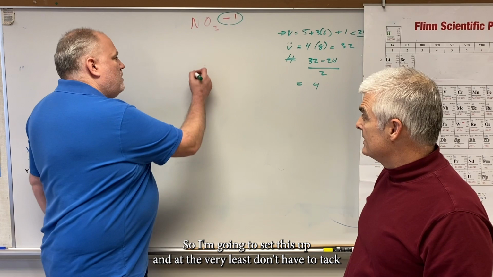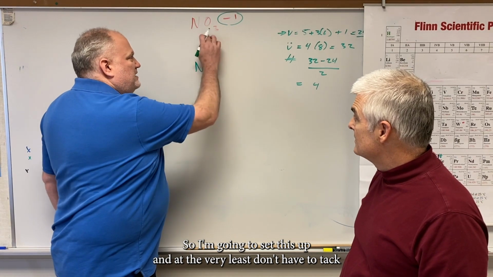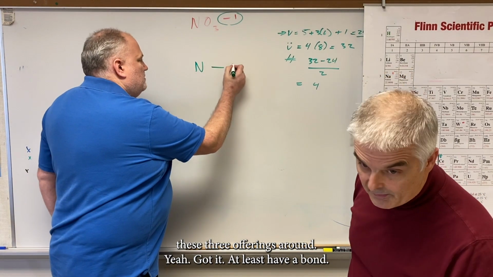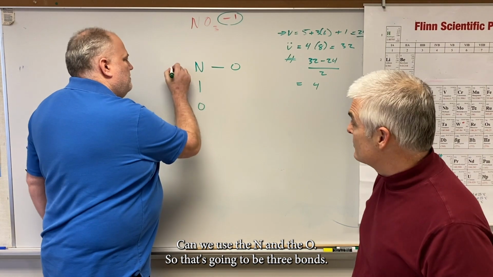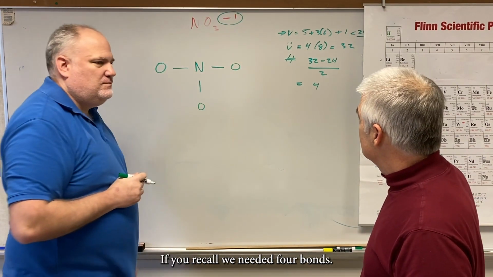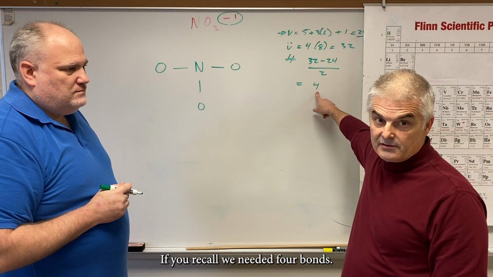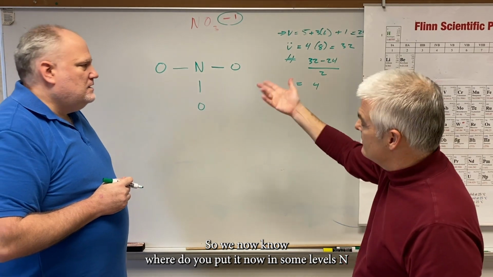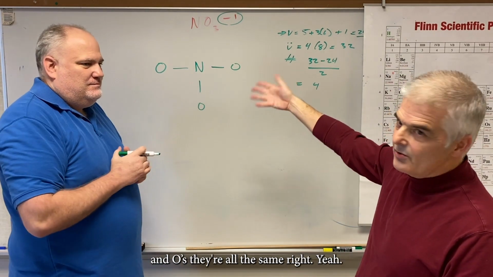So N, I'm going to set this up, and at the very least, don't I have to attach these 3 oxygens around it? I've got to at least have a bond between the N and the O, so that's going to be 3 bonds. But here's the bugger. If you recall, we needed 4 bonds. So where do you put it? At some level, it's N to O. They're all the same, right?